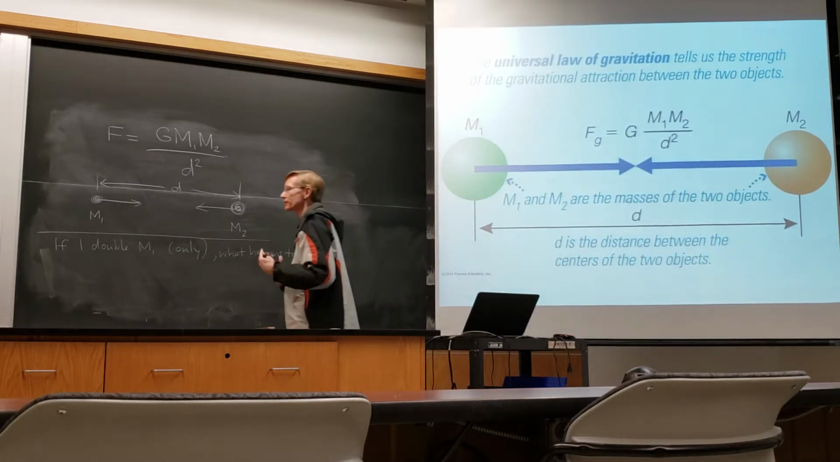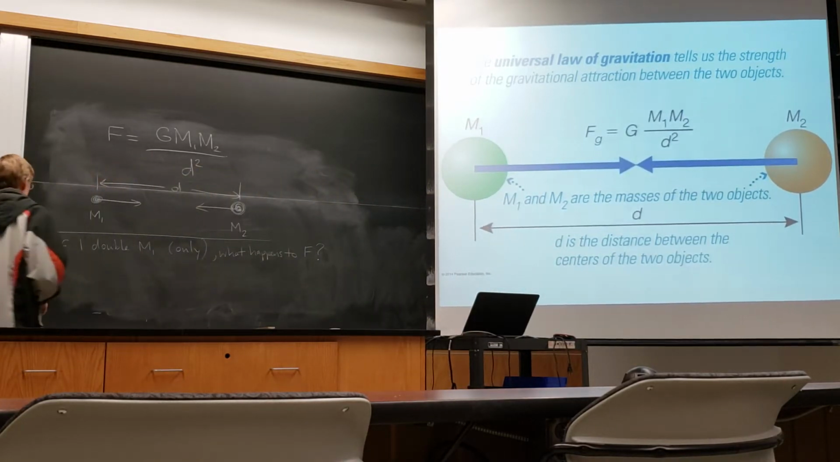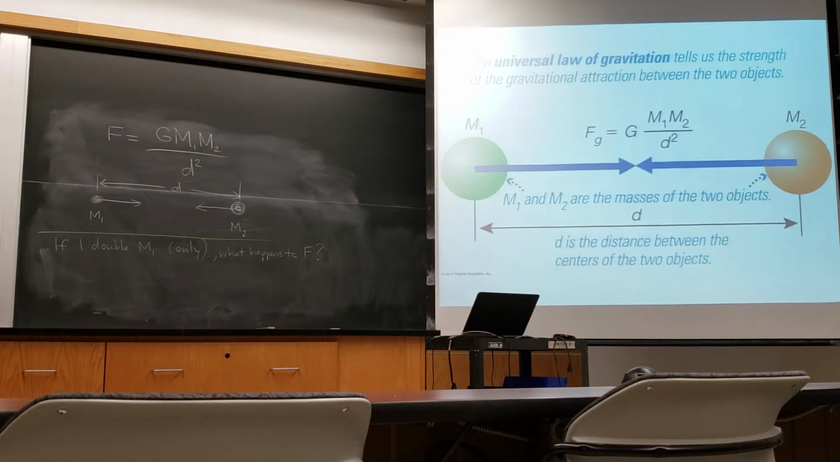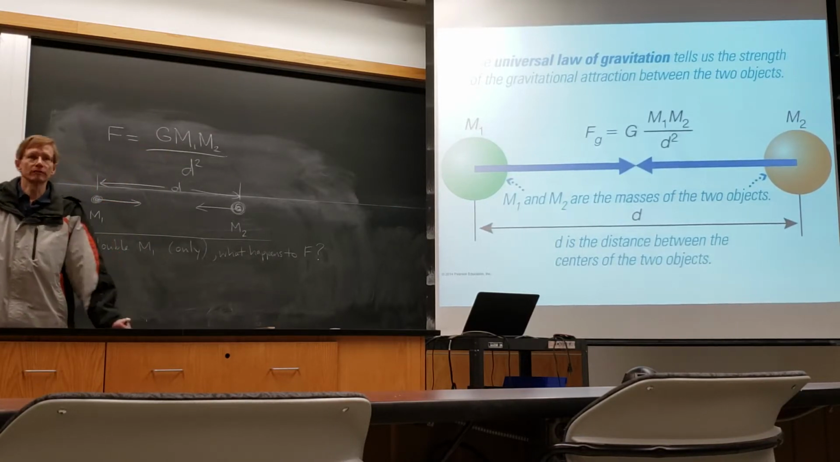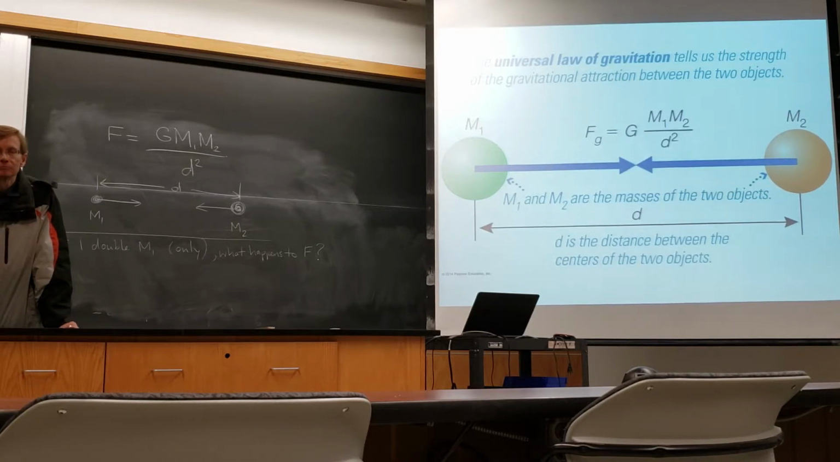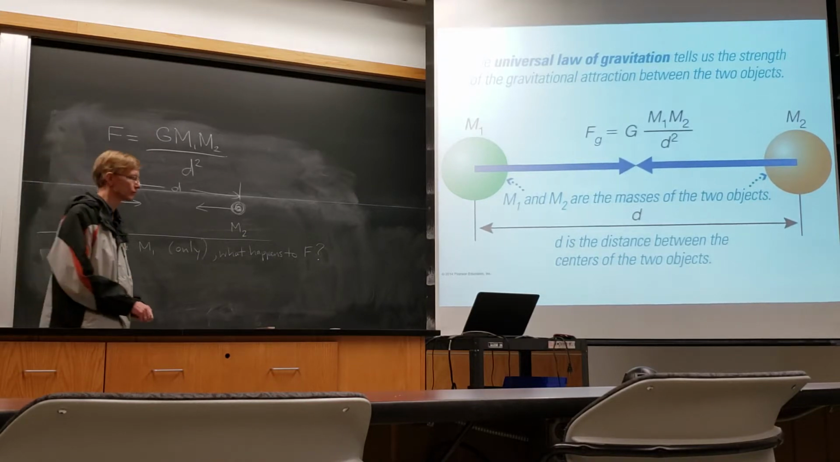So in other words, it'll do this to both of those forces, not just one of them, because they're always equal and opposite. If all I did was double M1, what would happen to the force? Would it get bigger or smaller? Bigger, right? If there's more mass, it ought to get bigger. That seems intuitive. More mass pulling, there ought to be a bigger force.